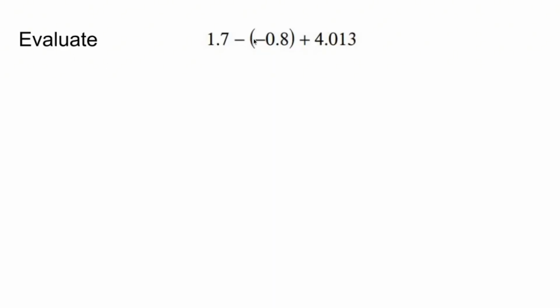Evaluate 1.7 minus negative 0.8 plus 4.013. Whenever you see minus a negative, automatically turn that into a plus sign. All right, so let me rewrite this out. 1.7 plus 0.8 plus 4.013. Now I like to do these, well actually no, I can do this in my head. 1.7 plus 0.8 is going to be 2.5. Drop down the plus 4.013.